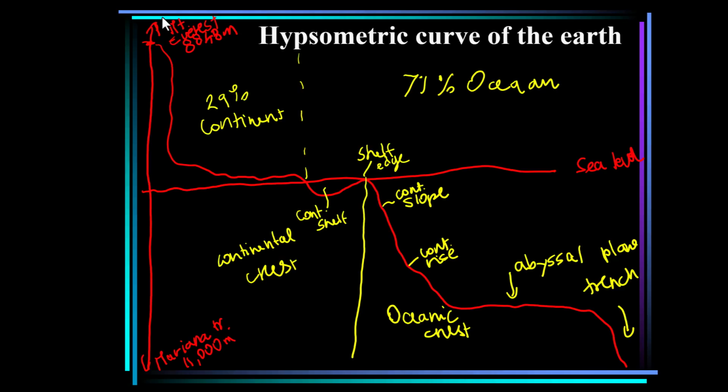On this slide, I showed you the hypsometric curve, which shows you the whole Earth and the different environments on it. The highest point on Earth is Mount Everest, and it's 8,848 meters. The lowermost point is the Mariana Trench. Probably you don't know it, but I want you to know it. It's 11,000 meters. As you can see, most of the continent is not that high, obviously. Most of it is actually pretty close to sea level. Today, 29% of the Earth is continent and 71% is covered by ocean.